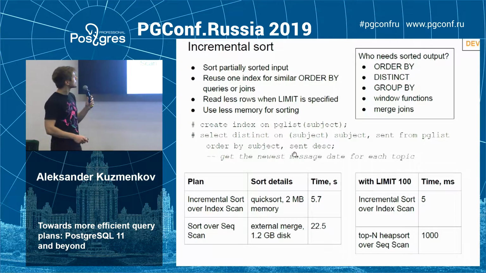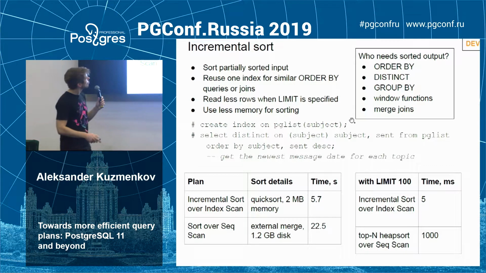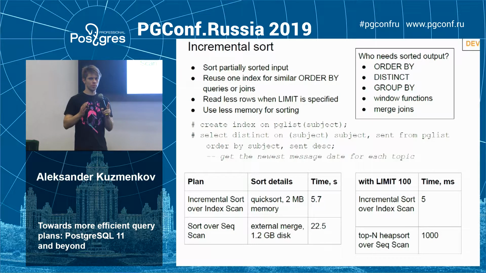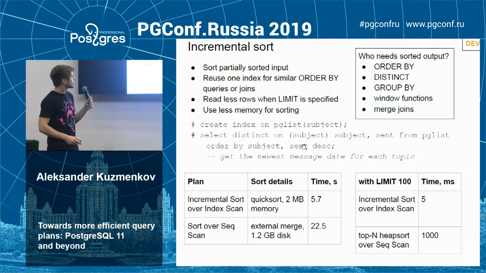For example, we have the index by subject. We have a few dozen messages per subject, and if we take messages sorted by subject, then we want to sort them by send date. Then we need to sort further, but within one group for a specific subject. We do not need to sort all the data together because everything is sorted by subject. Then we do the in-group sorting. This helps us save a lot of memory.